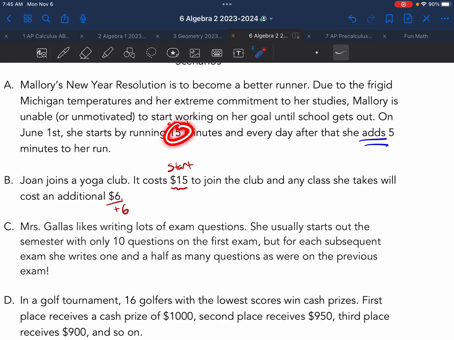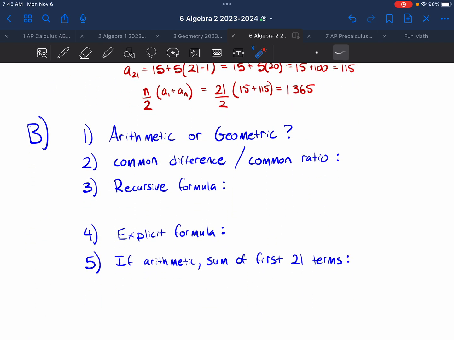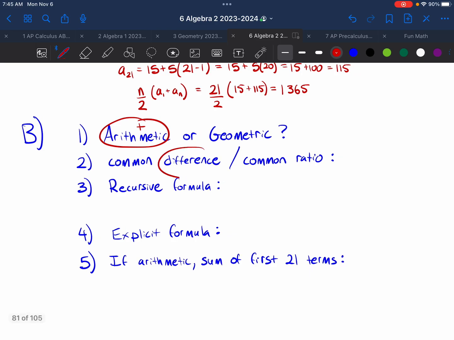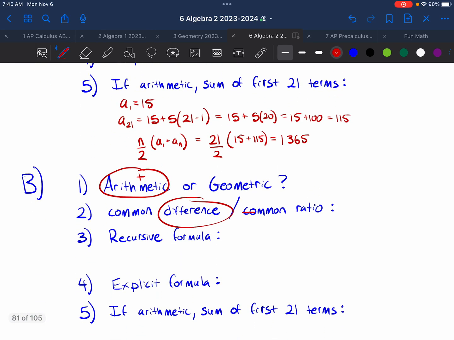Instead of start at 15, add 5, this one starts at 15 and adds 6. It's basically the same thing. So in Joan's, this is also arithmetic because we're adding. The common difference in this case, not the common ratio. Did I circle difference? This was a common difference, not a common ratio. This is the common difference, not the common ratio, is this time plus 6.